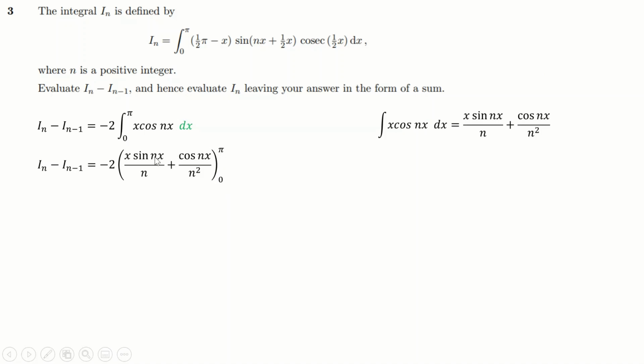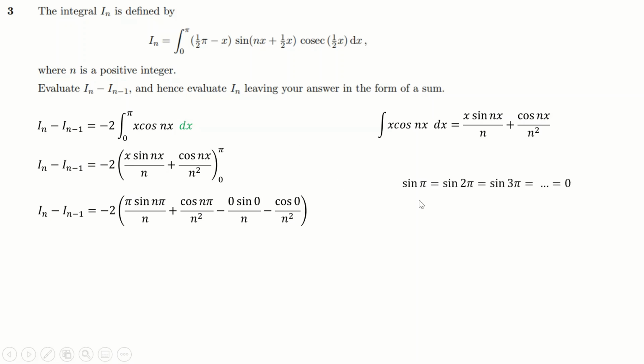Okay, so I'm going to put pi's into here, so all of the x's become pi's, and then I'm going to take away all of the x's becoming zeros. Now, lots of this is going to be good, right? So we've already looked at sine n pi. When n is a positive integer, all of that is just 0. So that term there is 0 because that bit is 0. Sine of 0 is 0, so that's 0. Cos of 0 is 1, so that's actually going to stick around.